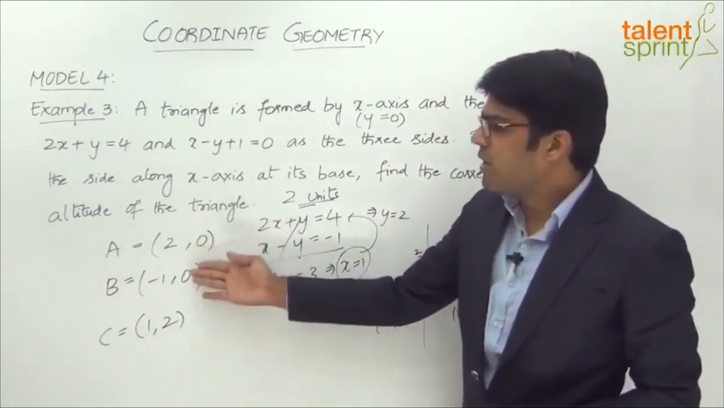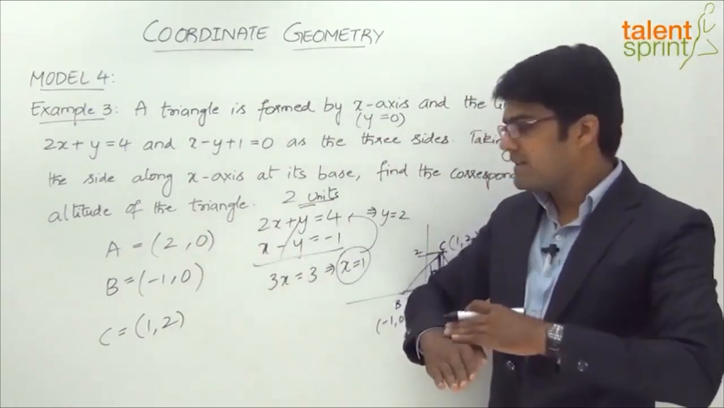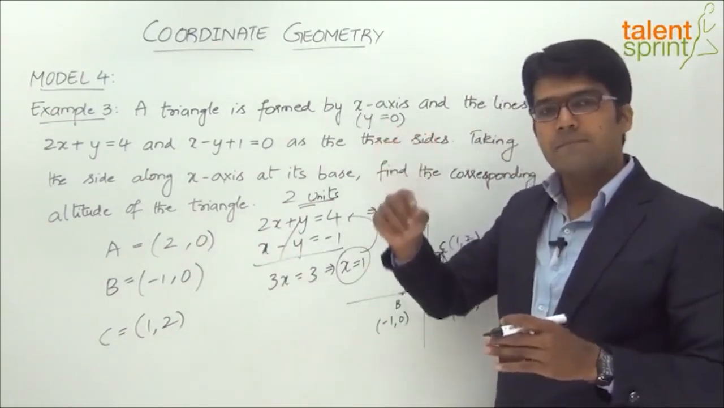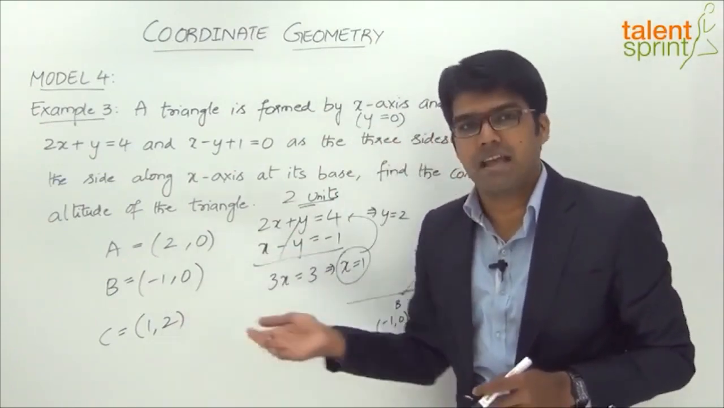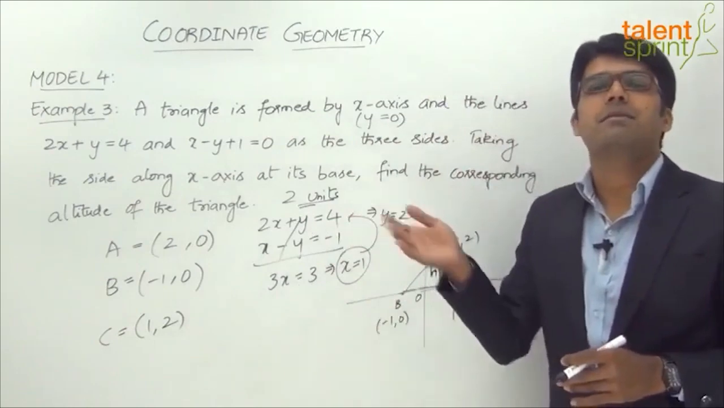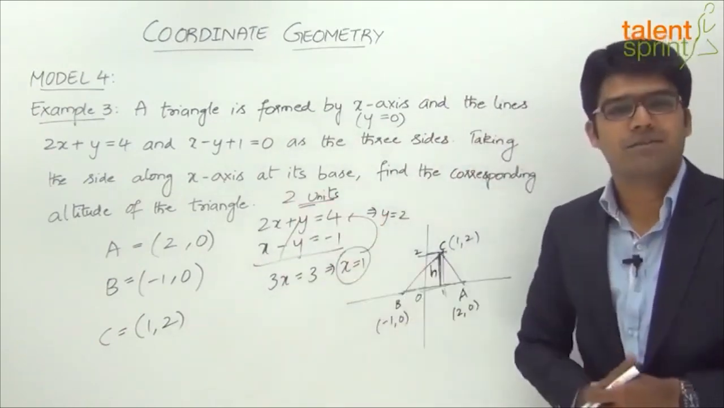Because these 2 points lie on x-axis, that's the base. C will be above the base, right? And C has got y coordinate equal to 2, which is its vertical distance. And height is nothing but the vertical distance from the base. So 2 units is the answer for this question.